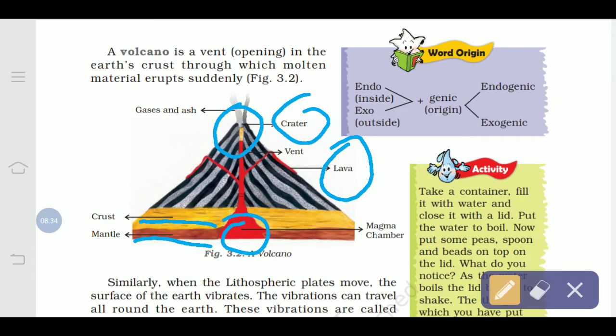Now what do you mean by endo and exo? Endo means inside and exo means outside. Genic means origin, from where it starts. So from this it is formed like endogenic and exogenic. The word is formed like this.